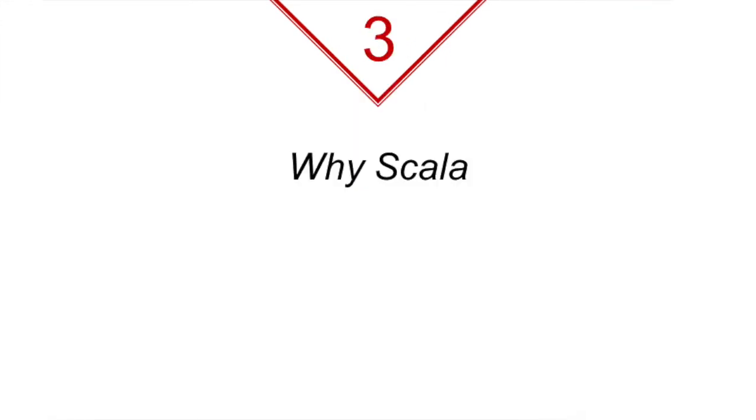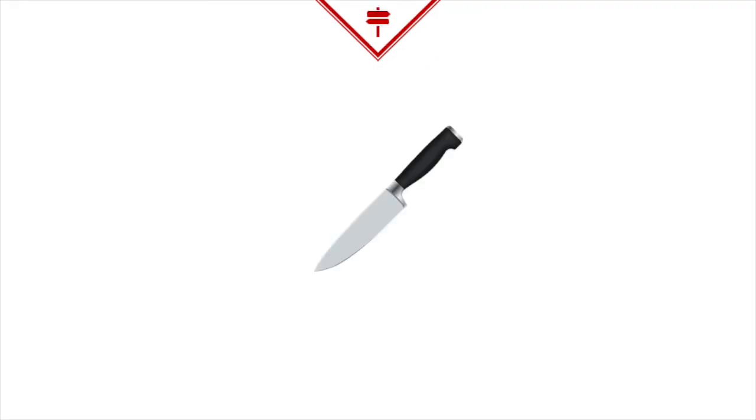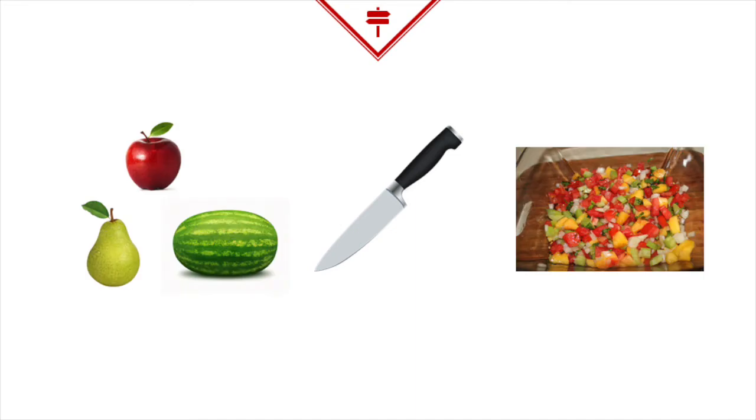Scala solves this problem. Scala is both object-oriented and functional programming. You can still create objects like apple, pear, or watermelon. And we can build a dice method, which is represented as a knife here, which takes in any object and dices them. Since the function does not have any locks, we can perform them simultaneously with different objects.